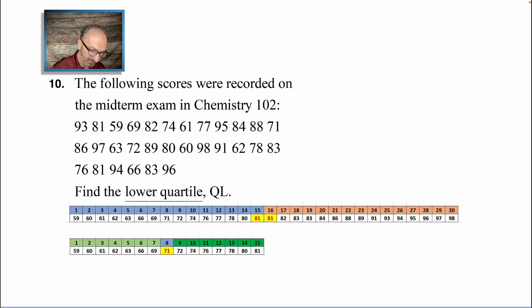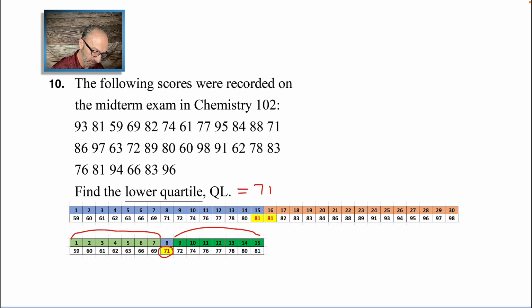15 numbers, 7 and 7. As you can see, the 7 is clearly marked with light green. The second 7 starts from 9. So I could leave 1 in the middle, and that will be my lower quartile. So my lower quartile is 71.